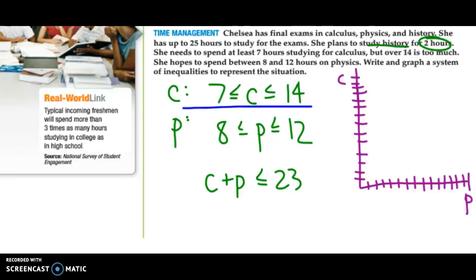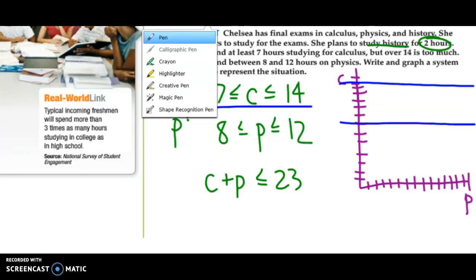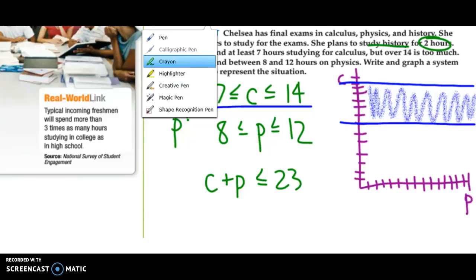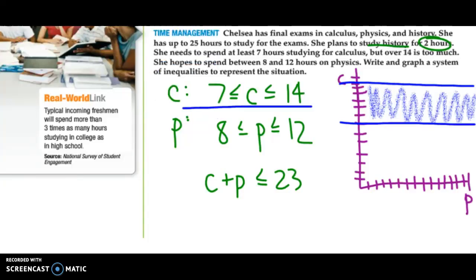It's between 7 and 14. So I go to 7, and I make a straight line right there, and I go up to 14, right there. So this shaded region, I'll do that in my blue pen. That right there represents the amount of time she can spend on calculus. Now let's look at physics. Well, that's between 8 and 12. Right there.